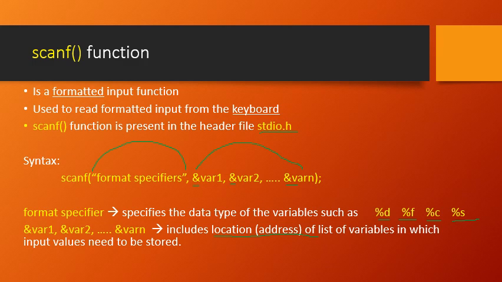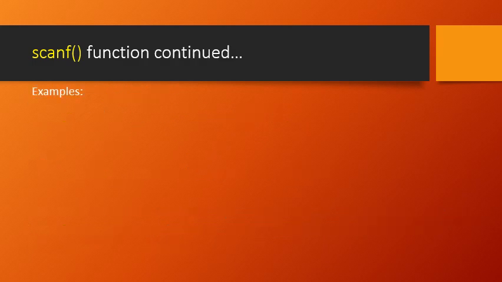So what is the syntax for scanf? It contains two parts. The first is within the double quotes, then a comma, and then the next part is the address of the variables. It could be one variable or a list of variables. If there is a list of variables, that is more than one, each of them has to be separated by commas. Close the bracket, semicolon. Again, semicolon is a must. Let us see the examples here.